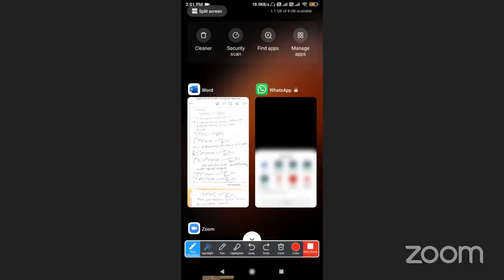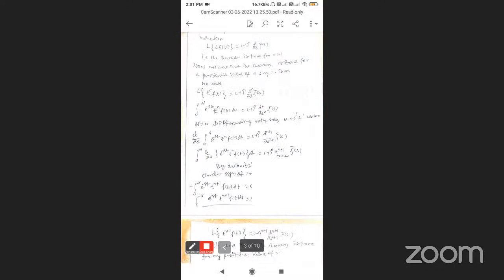Okay, so the theorem is true for n is equal to 1. We assume the theorem is true for a particular value, say n.